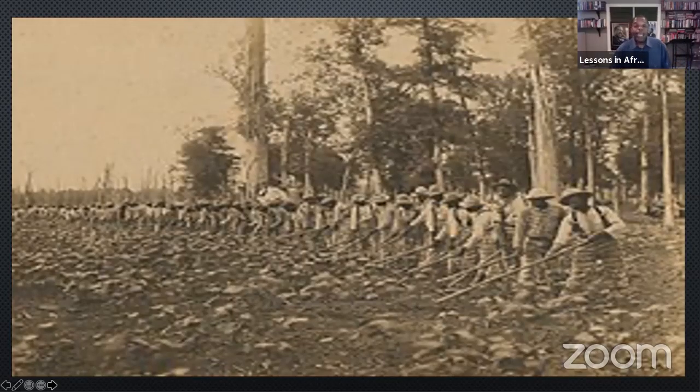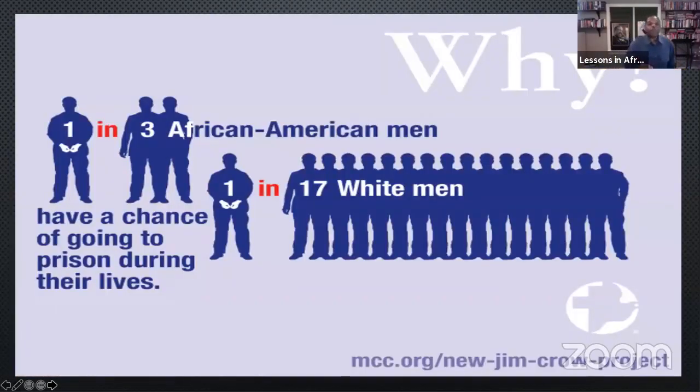And so today, 1 in 3 African American men have a chance of going to prison during their lives. All of this is rooted in a system that was created at the end of slavery through a process called convict lease. And now with the growth of private prisons and the leasing out of convict labor to work for some of the corporations, even today, that we are buying our products from, 1 in 17 white men have a chance of going to prison.